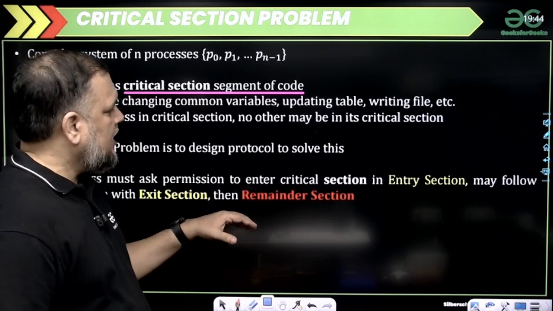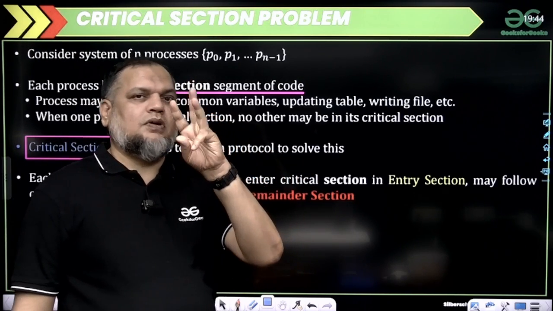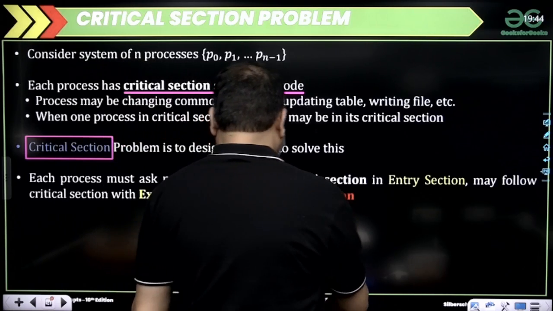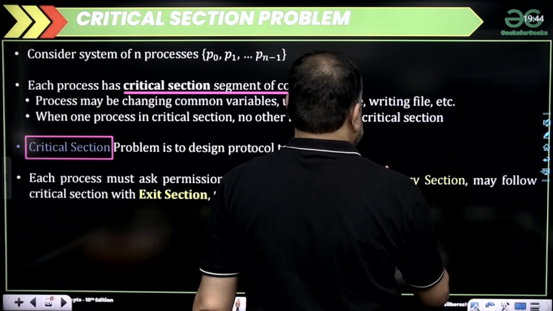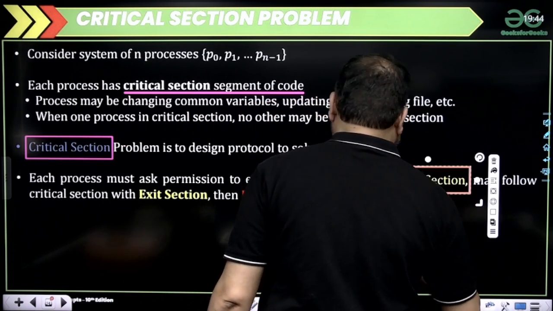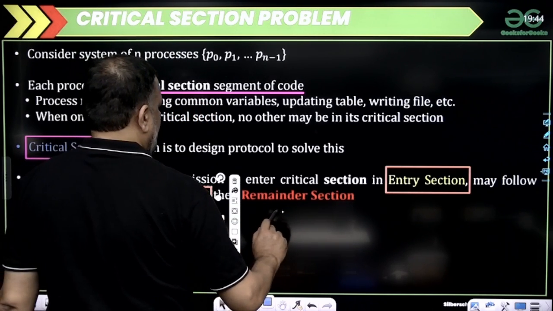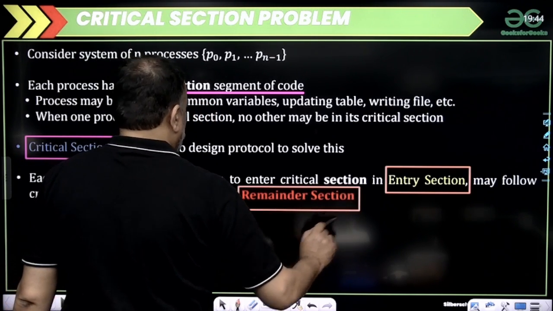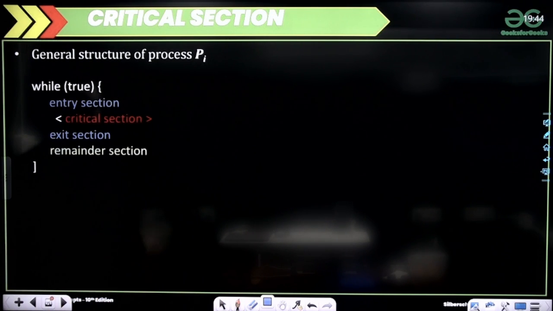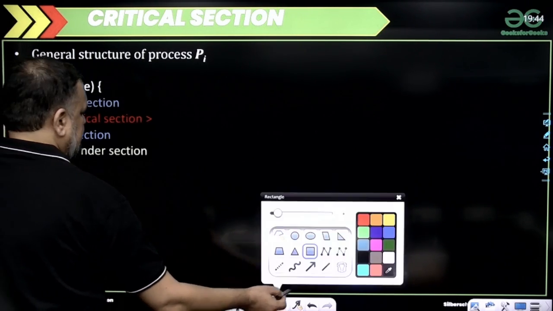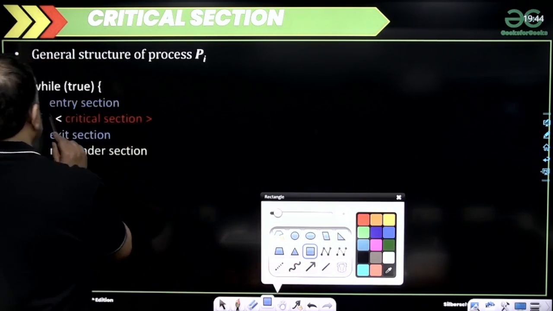The synchronization mechanism will have a solution which will have three parts. One is called entry section. Please understand, we'll have three parts. One is called entry section, right? The other is exit section, and the last part is called remainder section. So if you want me to show it pictorially, it will look something like this.